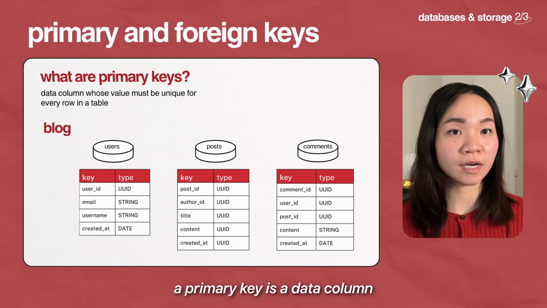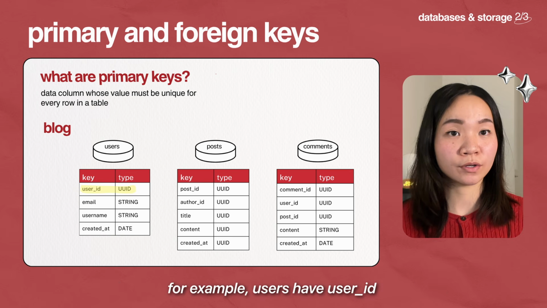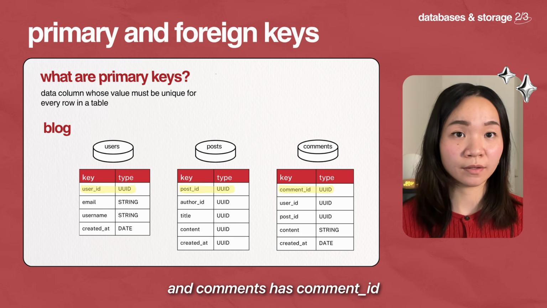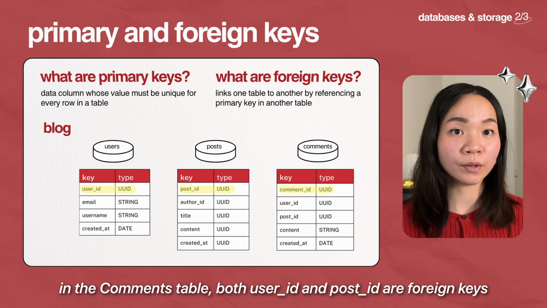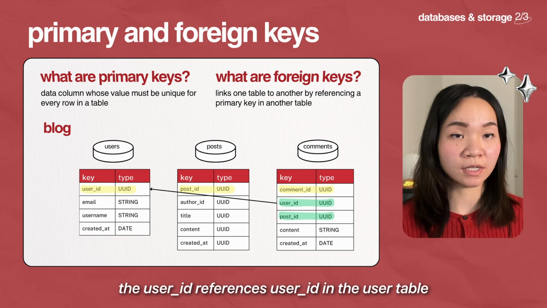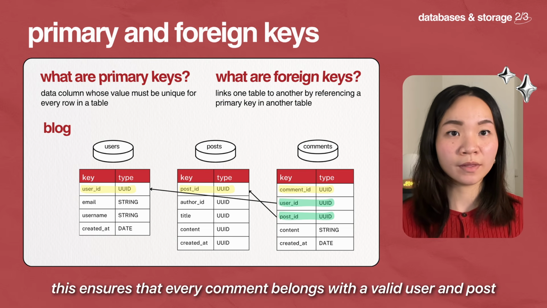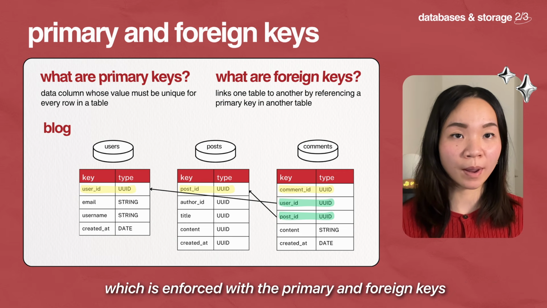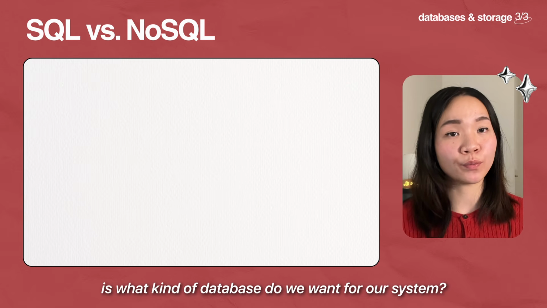A primary key is a data column whose value must be unique for every row in a table. For example, users have user ID, posts have post ID, and comments has comment ID. A foreign key is how one table connects to another. In the comments table, both user ID and post ID are foreign keys. The user ID references user ID in the user table, and the post ID references post ID in the post table. This ensures that every comment belongs with a valid user and post, which is enforced with the primary and foreign keys. The next decision we have to make is what kind of database do we want for our system?